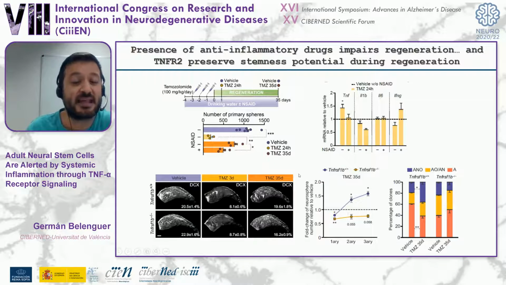But what you see is that these mice have lost stemness. If you test these cells in vitro for neurosphere formation and for multipotency, what you see is that these cells expand worse and differentiate less than the wild-type controls, meaning that this mechanism helps to protect the stemness during regenerative processes.